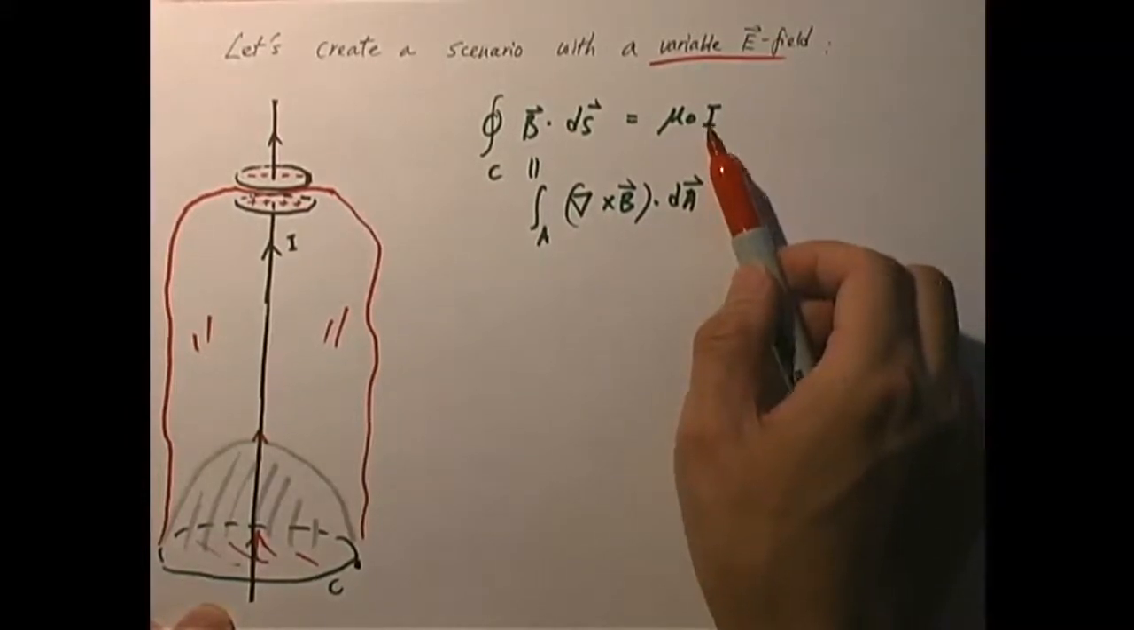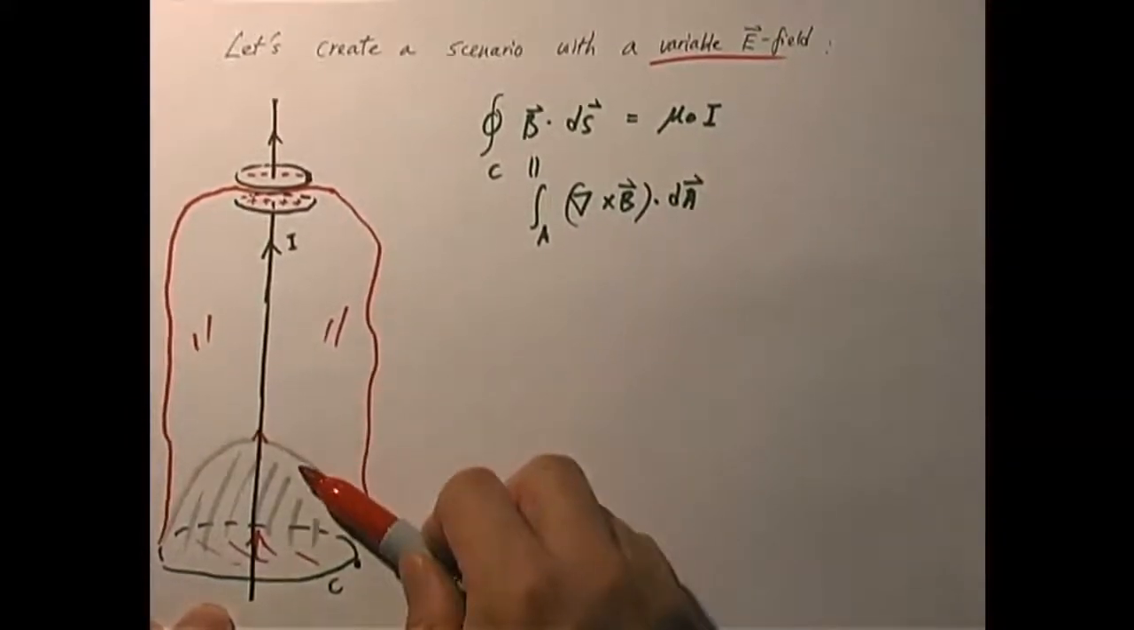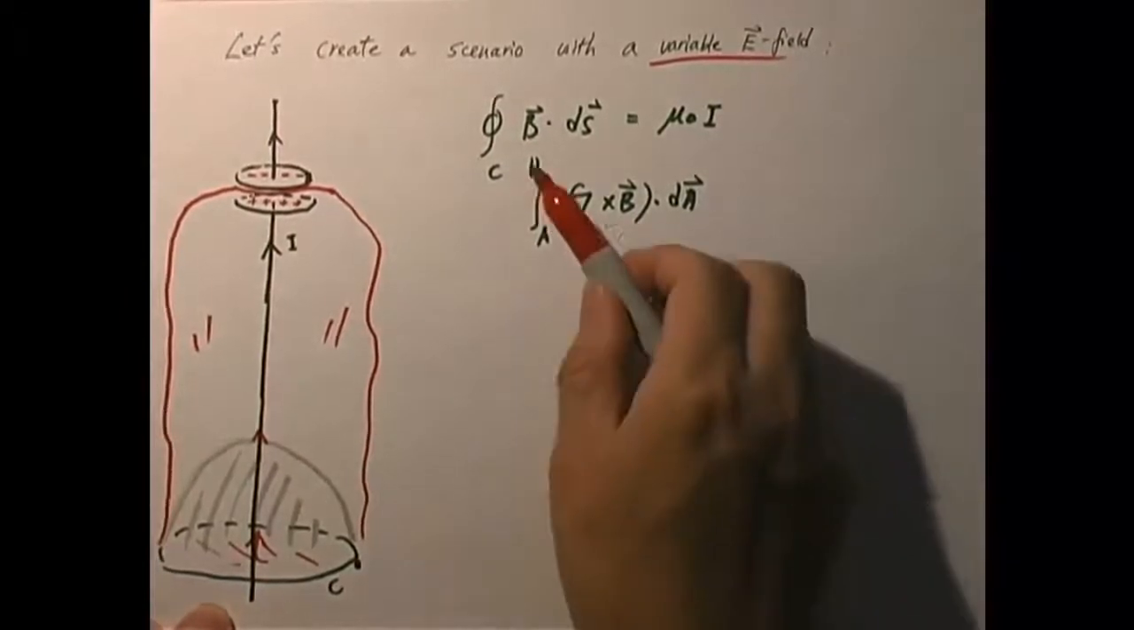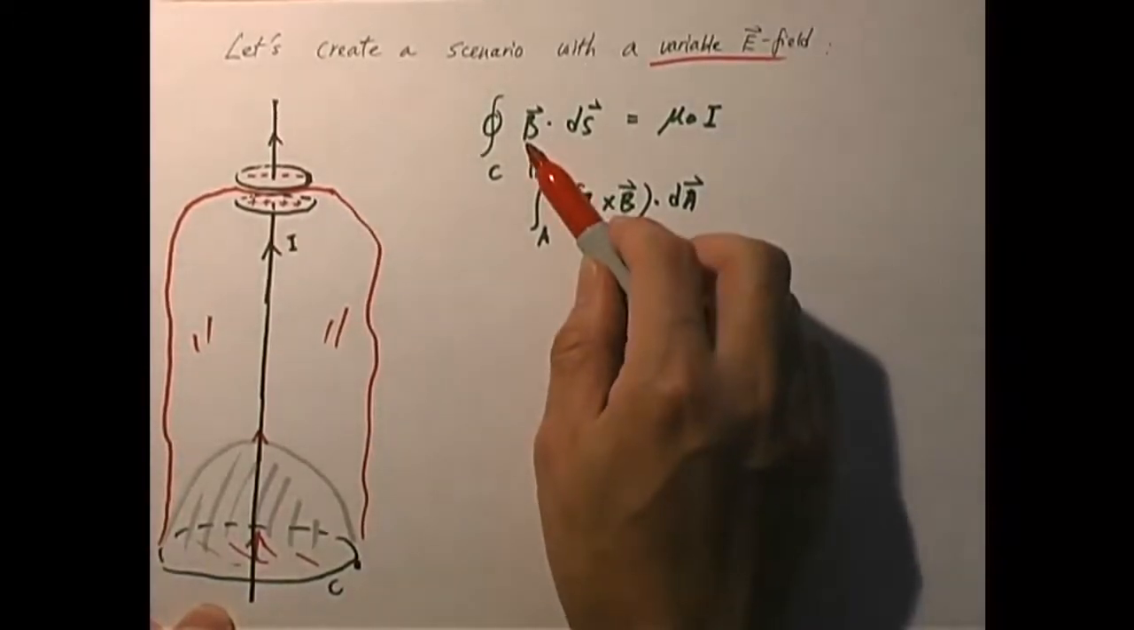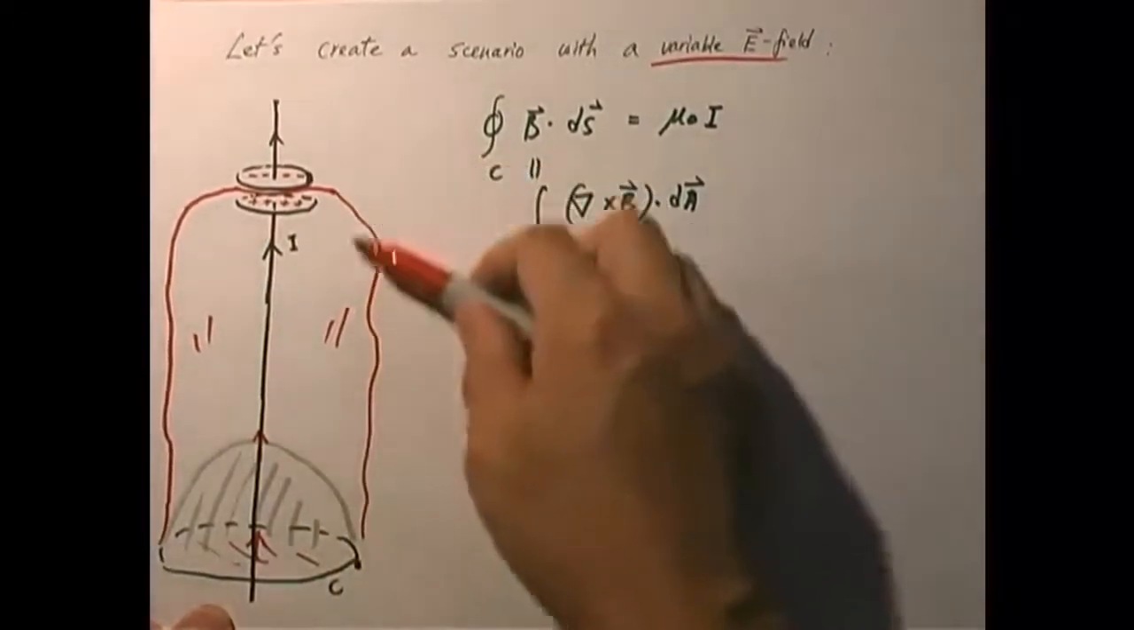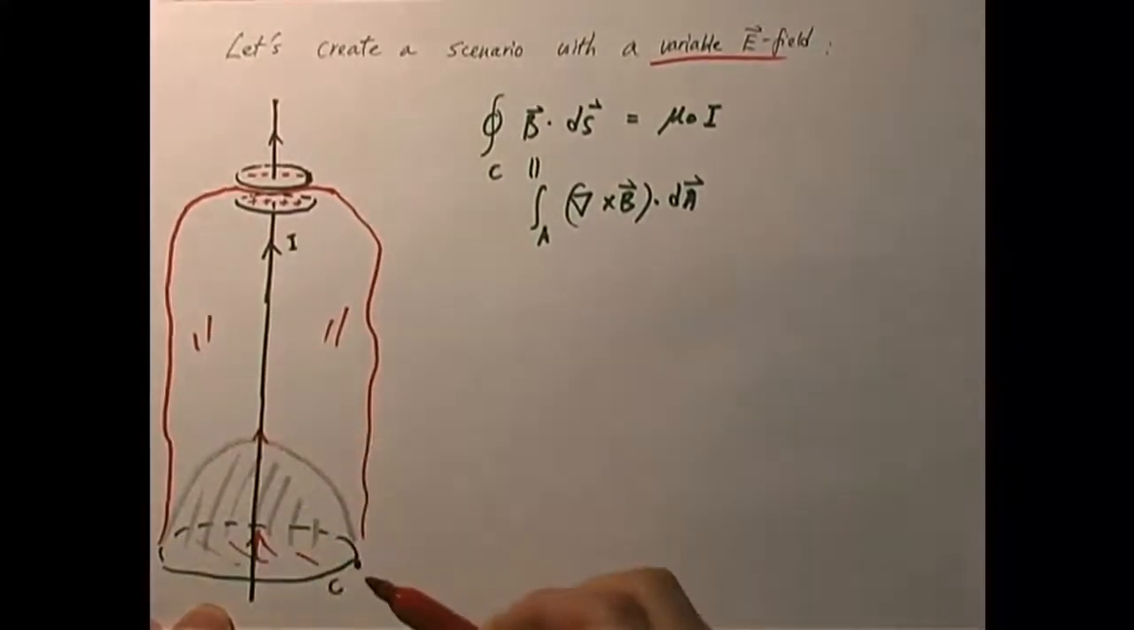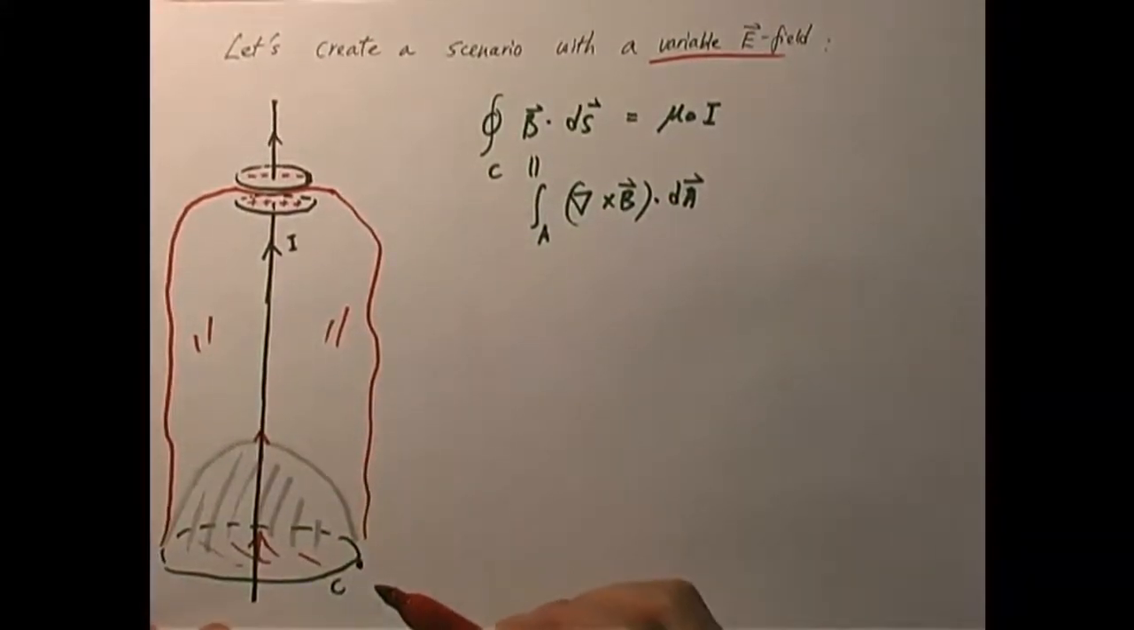That is not possible, because whether you use the red one or the silver one, they're both equal to the same contour integral with the same magnetic field, right? So how can this surface integral be different from that surface integral? It doesn't seem to make any sense, does it? So we have a dilemma here.